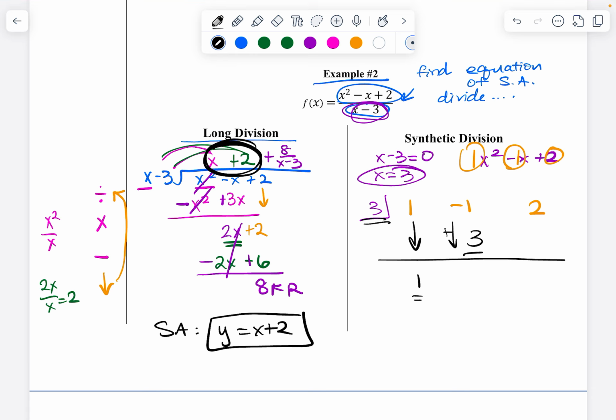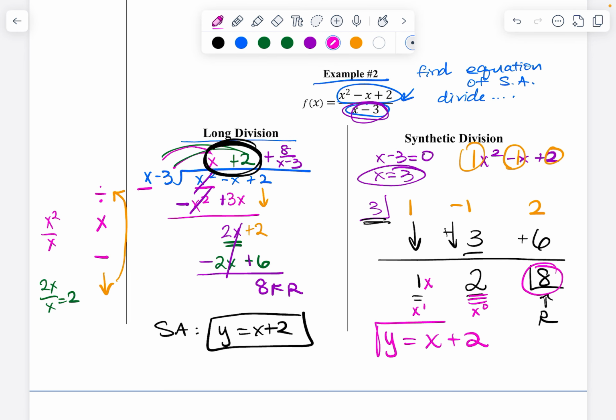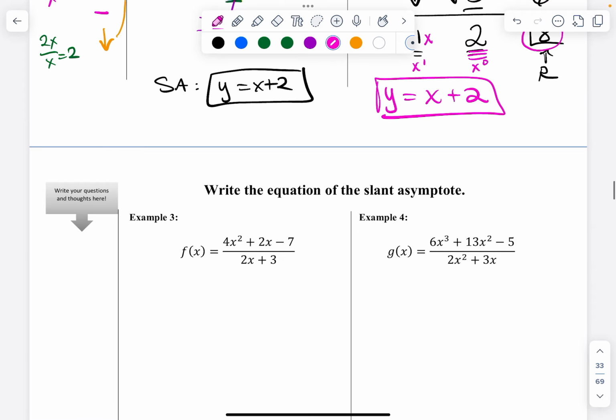So negative 1 plus 3 is 2. Again, the bottom number times the box is 6, and add down. This is our remainder, and remember this stands for our constant term, and this is our x to the 1. So this is our x to the 0, here's our x to the 1, and so on to the left. So our y equals 1x plus 2, and again we disregard our remainder of 8, and so our slant asymptote is just y equals x plus 2.